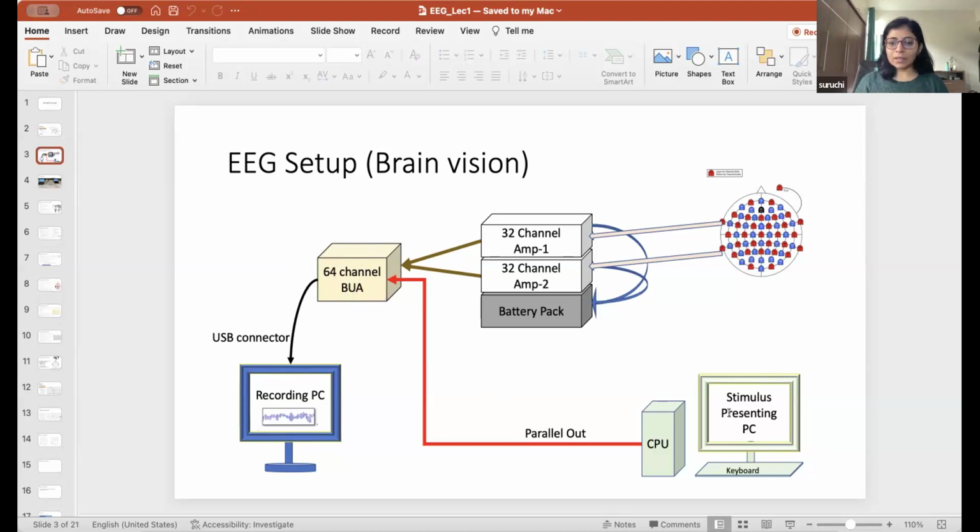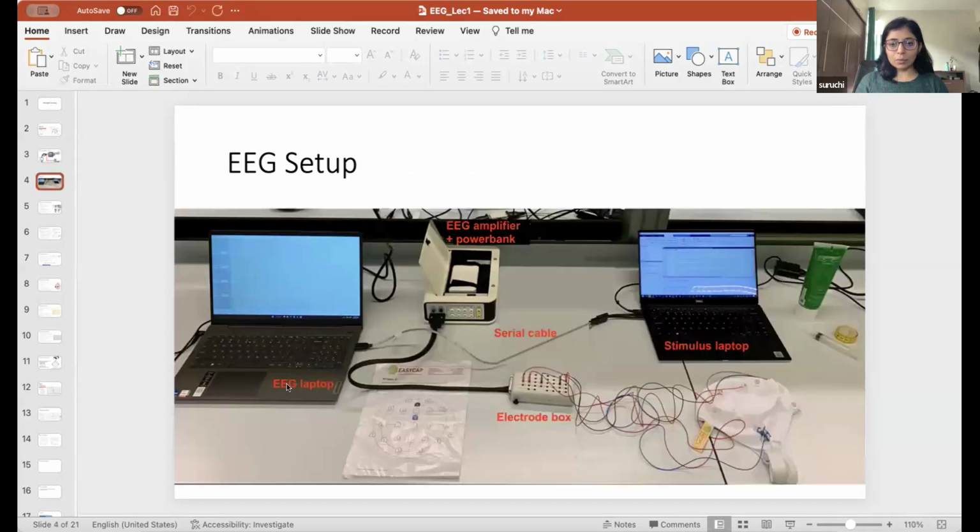Simultaneously, if there's a stimulus presentation happening, in terms of pictures or sound, when you're doing an ERP type of study, that will also go in as a digital signal. Along with the EEG, the exact moment when the signal was given will get recorded. This is an actual picture, very similar to the one we have at IIT. Here is the recording PC. Instead of a PC, we have a laptop.